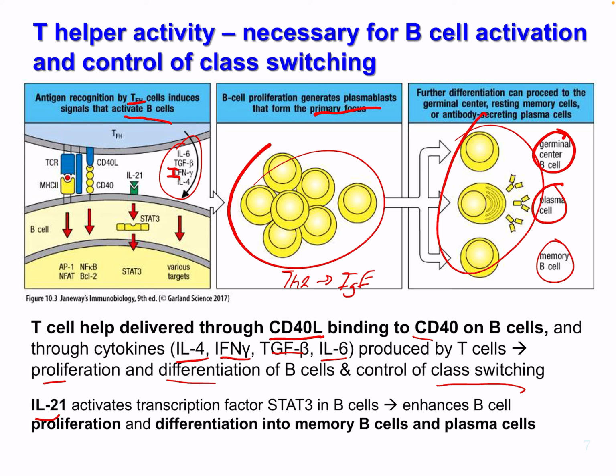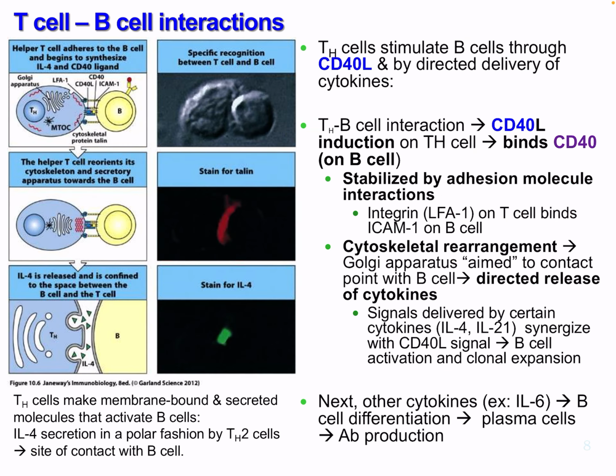IL-21 activates transcription factor STAT3 in the B cell, and this enhances B cell proliferation and differentiation into memory B cells and plasma cells. So here's our STAT3. We also have the activation of other pathways discussed, our transcription factors AP1, NF-kappa B, NFAT, etc. And we also have our cytokines, which have various targets. So T helper cells stimulate B cells through CD40 ligand and by directed delivery of cytokines.